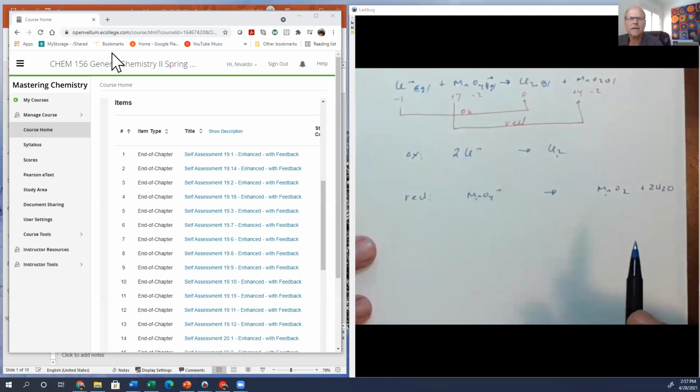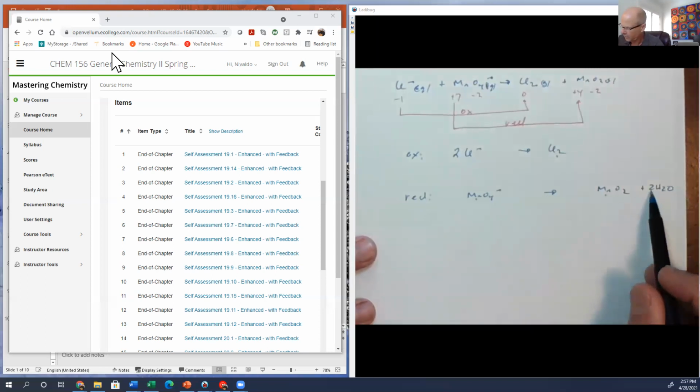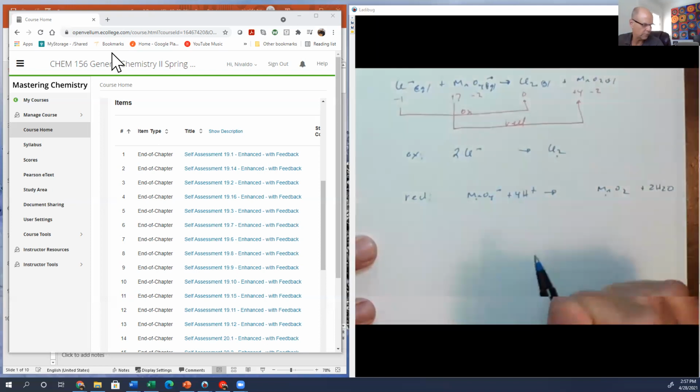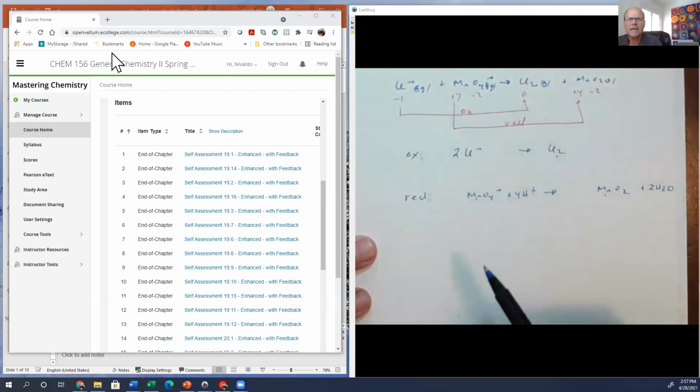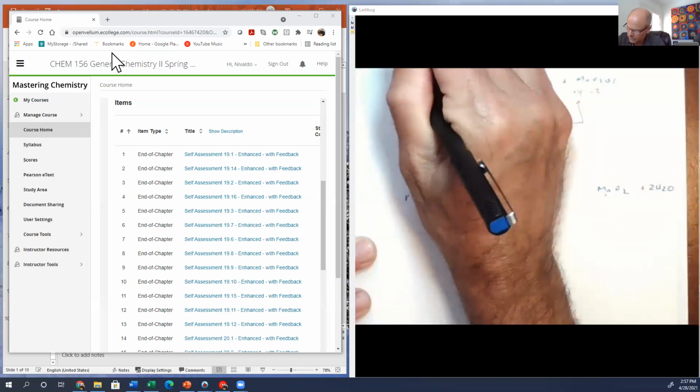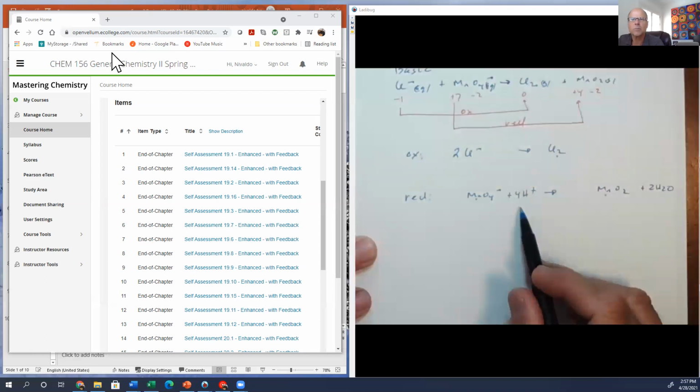Okay, then the next step is to balance hydrogen by adding H+. So I have 4 hydrogens on that side, so I got to add 4 H+ over there, right? So if this were acidic, I'd go on to the next step at this point, which would be balancing electrons. But because it's basic, right? So this is in basic solution, I got to get rid of the H+.